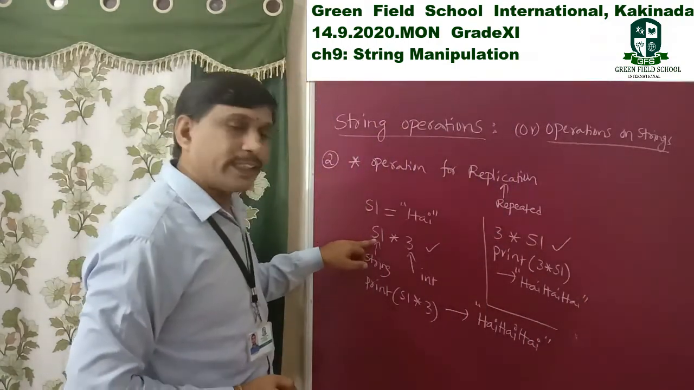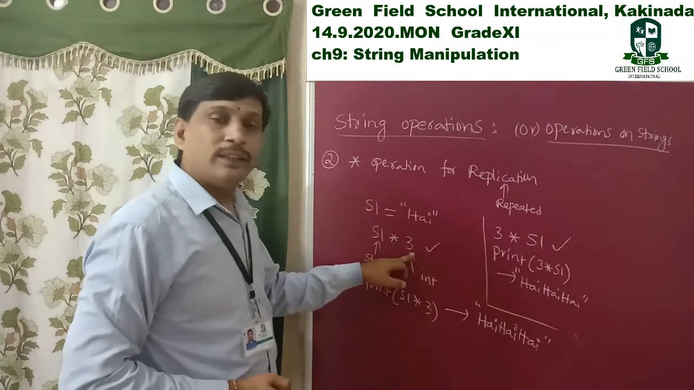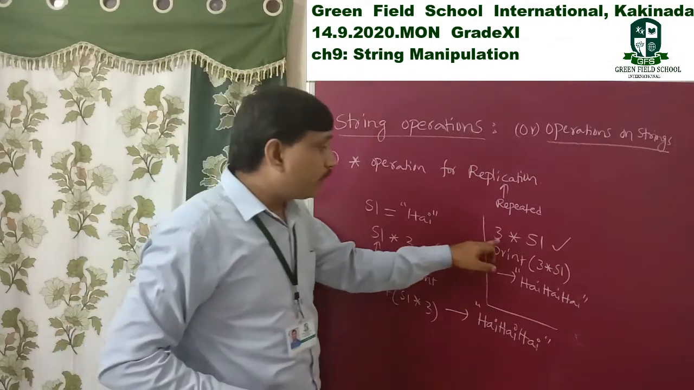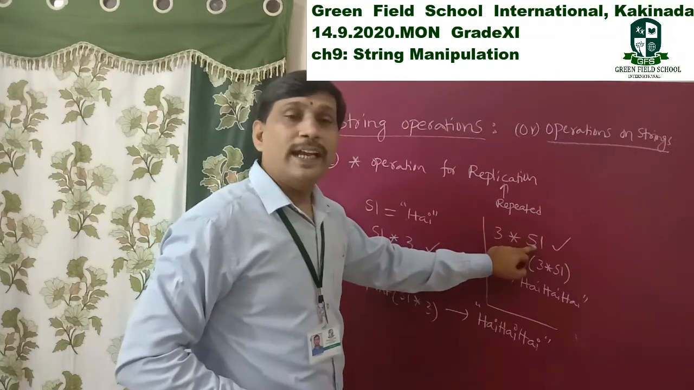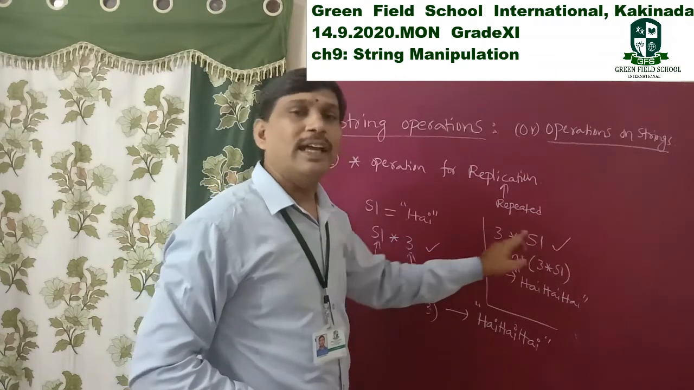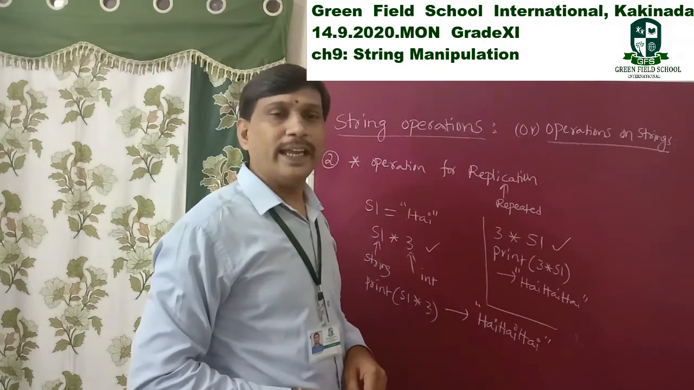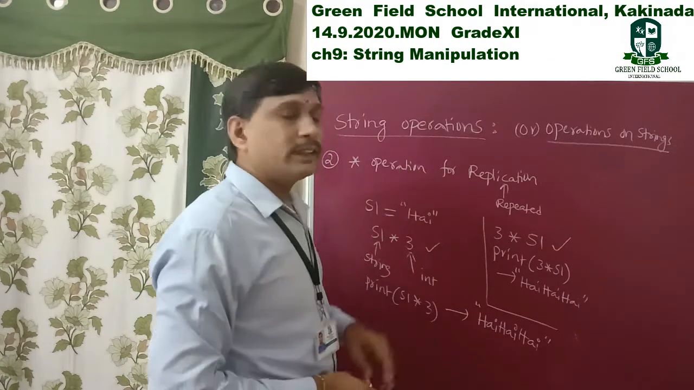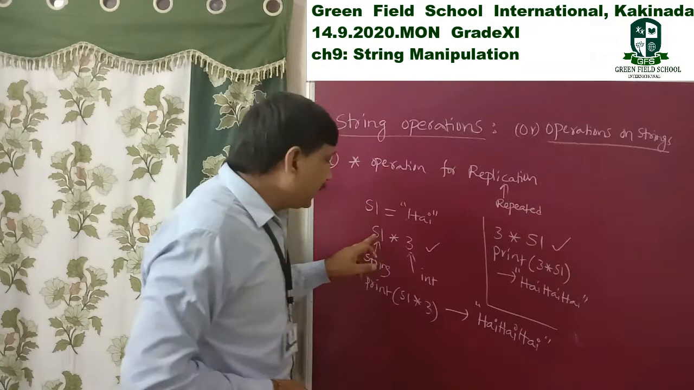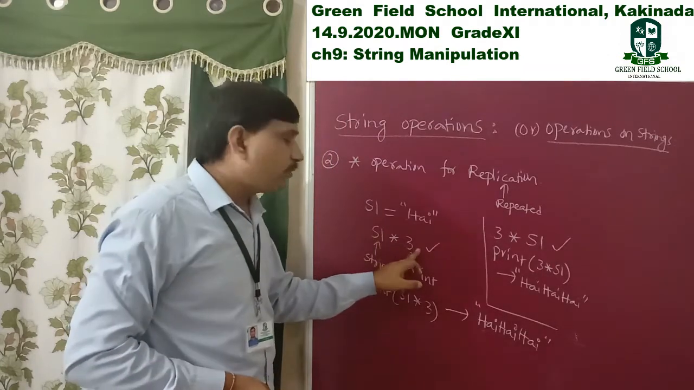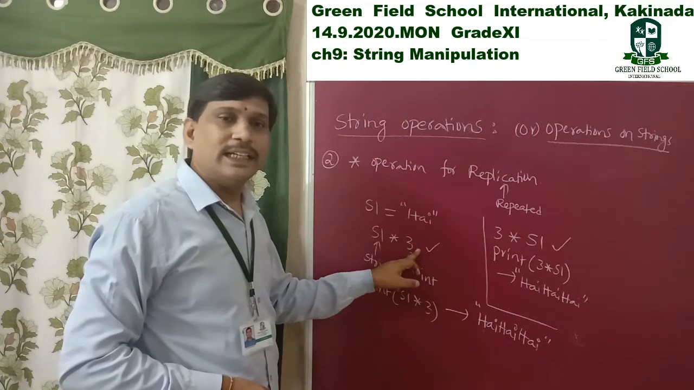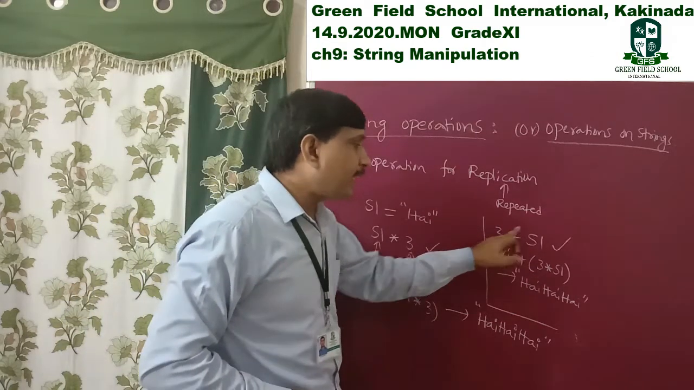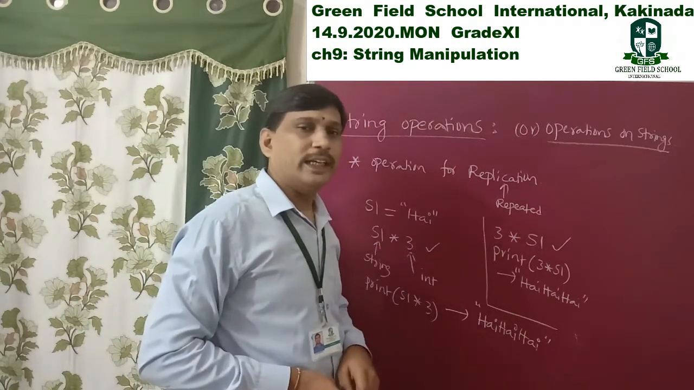First we write string, after that we write integer. Here we reverse it: first we write integer, after that we write string. Both are valid. So when we use the star operation, that is replication, one operand is a string data type and one is a number data type, that is, an integer data type. Observe here.